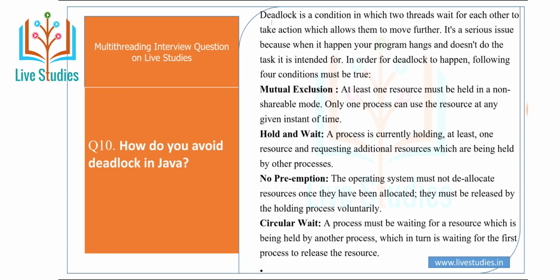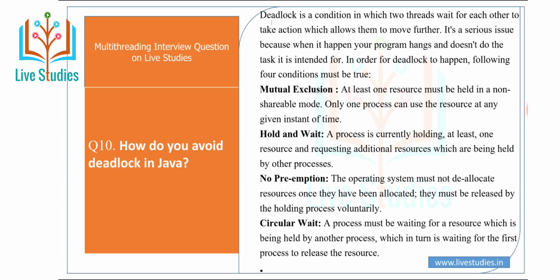In order for deadlock to happen, the following four conditions must be true. First condition is mutual exclusion, hold and wait, no preemption, circular wait. Mutual exclusion: at least one resource must be held in a non-shareable mode. Only one process can use the resource at any given instance of time. Hold and wait: a process is currently holding at least one resource and requesting additional resources which are being held by other processes.